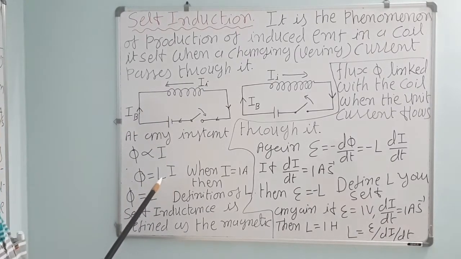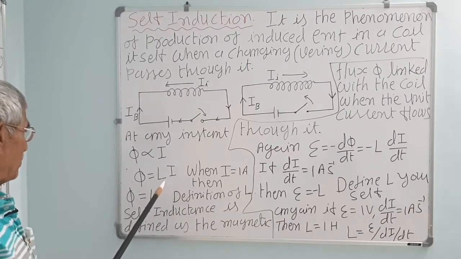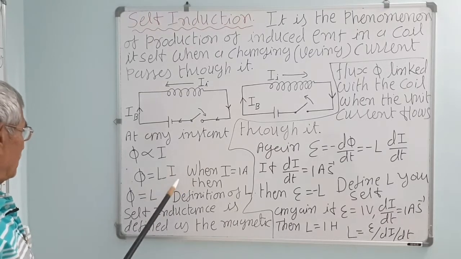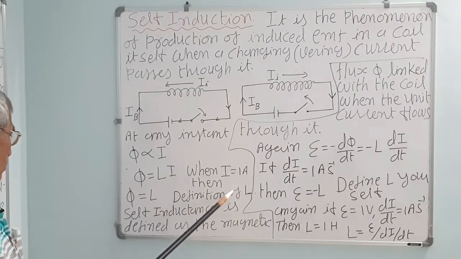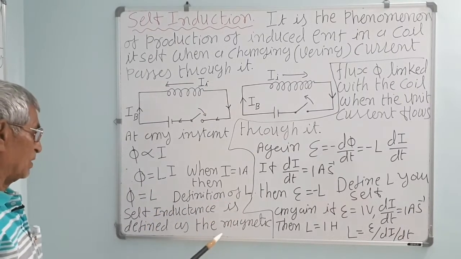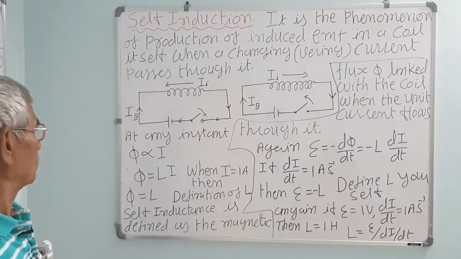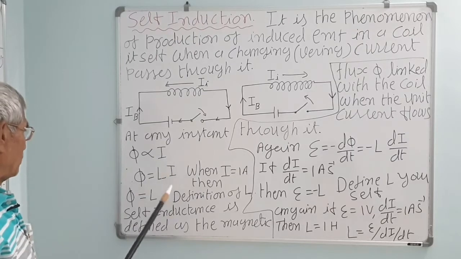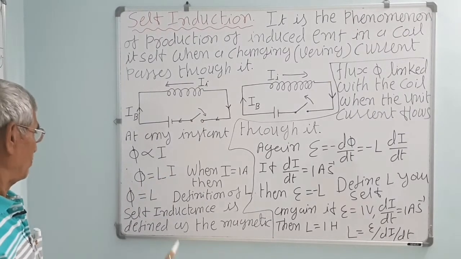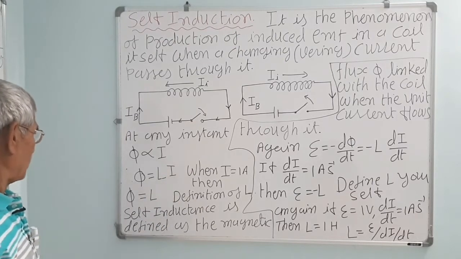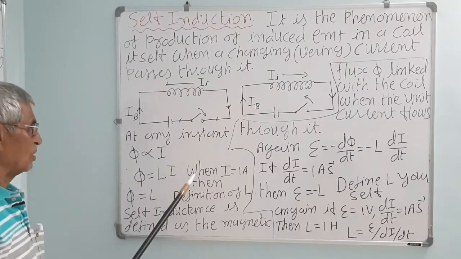L is a constant of proportionality called the self-inductance or coefficient of self-induction. When I is 1, as before we have seen, phi is equal to L. So inductance L is defined as the magnetic flux linked with the coil when unit current flows through it. So when current is 1 ampere, then flux phi is equal to L. So it is numerically equal to the flux phi linked with the circuit itself when unit current flows through it.